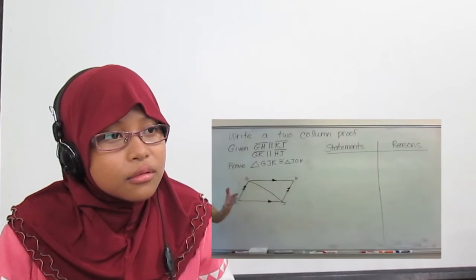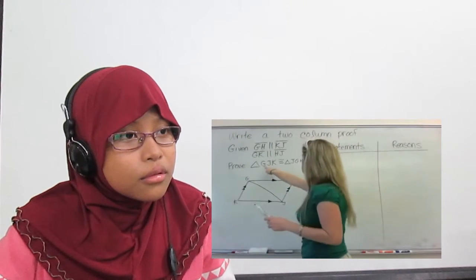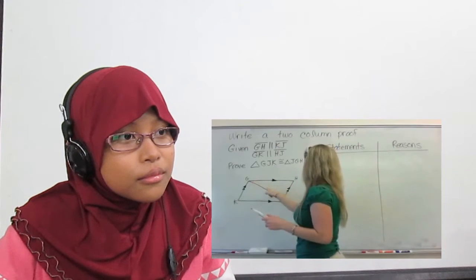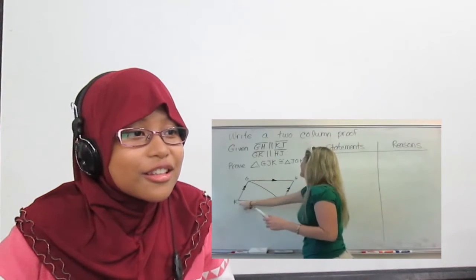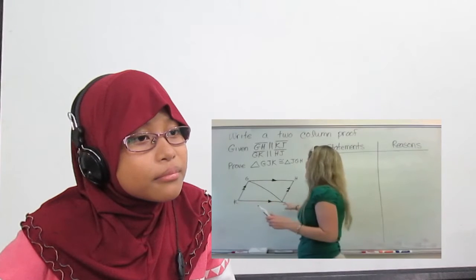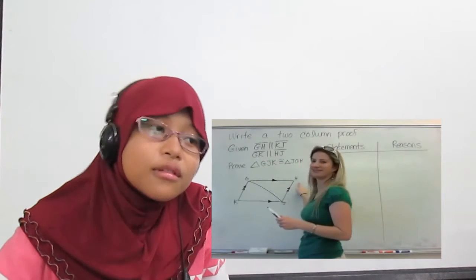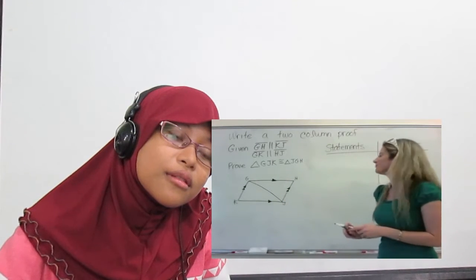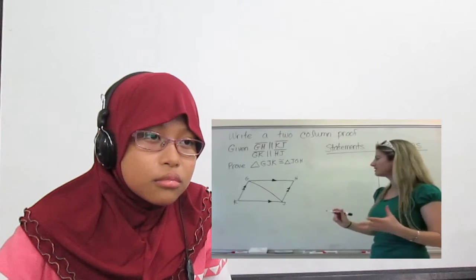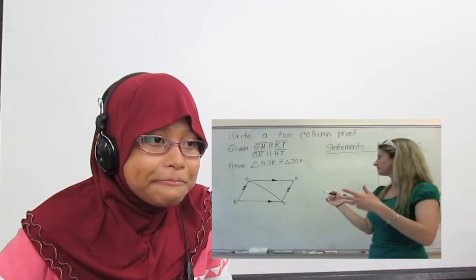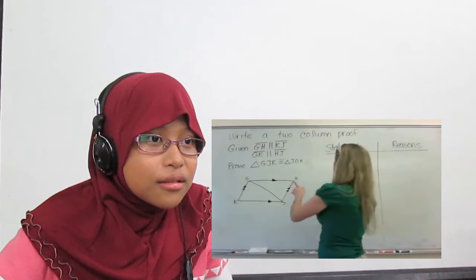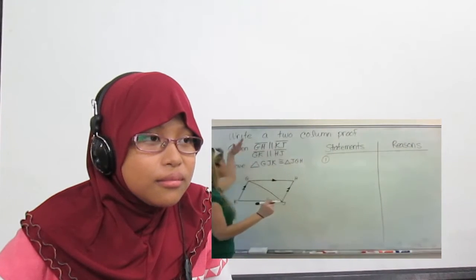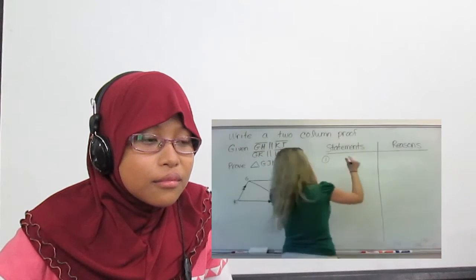Perfect. So now we want to prove that triangle GJK is congruent to triangle JGH. Basically, we need to come up with a bunch of reasons and statements about why that can be the case. So the first thing we're going to do is write our givens. I told you that's always the first thing that we do.